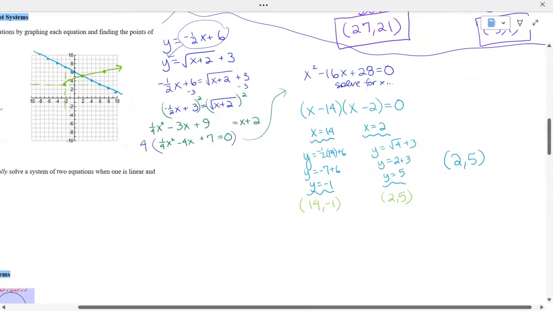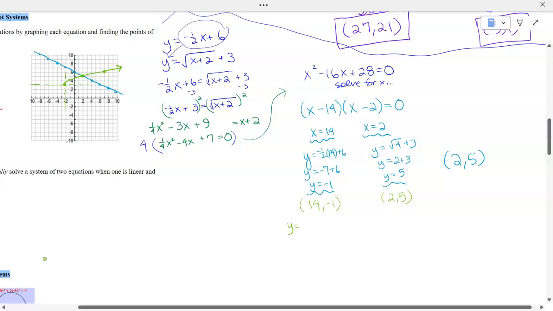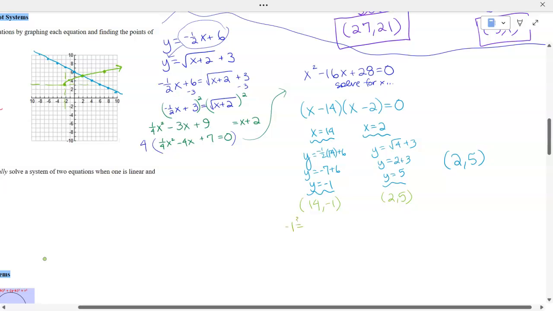Now, if I plug both of these in, and you can do this for any of your solutions, whether you're solving a system of equations with just lines or when you're doing these nonlinear systems, you can plug your values of x and y back into both the equations to see if they work. And so if I plug them back into the line, our y value here is -1. So you want to see, does -1 equal -1/2 times 14 plus 6? So does -1 equal -7 plus 6? And it does. That's valid.